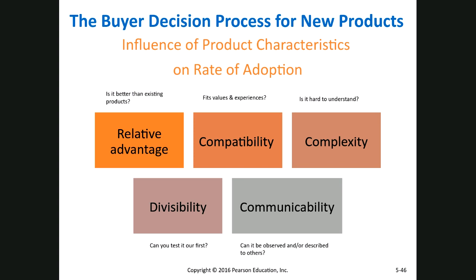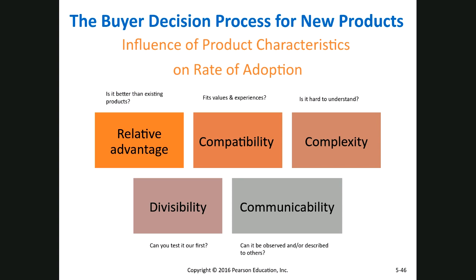Compatibility. Does it fit the values and experiences of potential customers? Is it something they can understand, or is it so outlandish that they just can't see how it can fit into their life? Is it complex? Is it hard to understand, hard to use? The harder it is, the lower the rate of adoption. If people can't understand it, they typically won't use it.